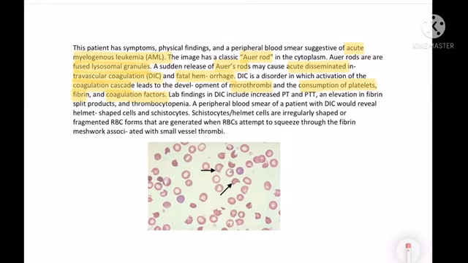So lab findings in DIC include an increased PT, the prothrombin time increases. PTT also increases, because PT and PTT increase due to a decrease in the clotting factors in the blood, because they are already being used. There is also elevated fibrin split products and thrombocytopenia, because there is a lot of consumption of the platelets.